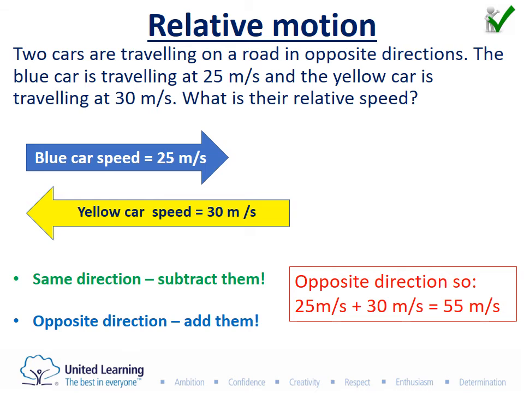This becomes quite important when you think about collisions, and if you've got two cars coming head on, we can work out what their relative speed to each other is, which impacts on the collision.